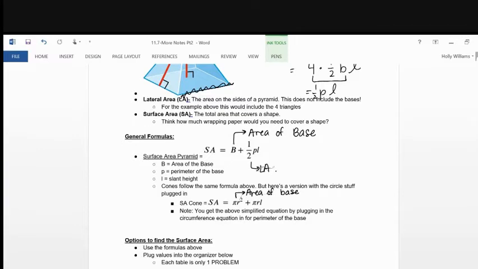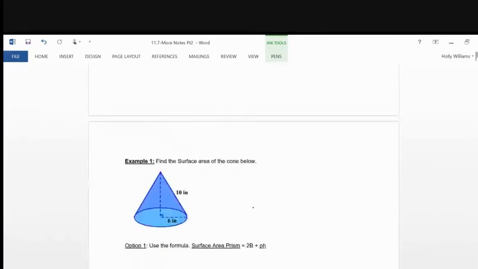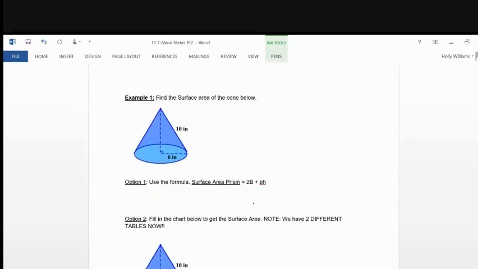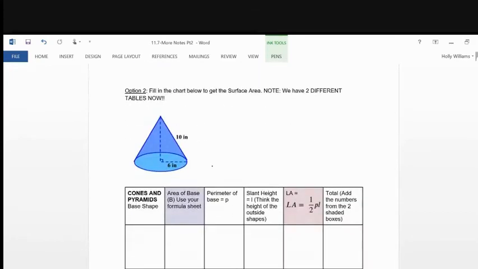Okay, let's jump in and do one. Same as before, you can use the formulas, or you can just use the table. Option 1 is the formula. Option 2 is the tables. Notice now you have 2 different tables. This one is specifically labeled for cones and pyramids. As it gets harder, make sure you're choosing the right table. Otherwise, you're doing the wrong shape altogether.